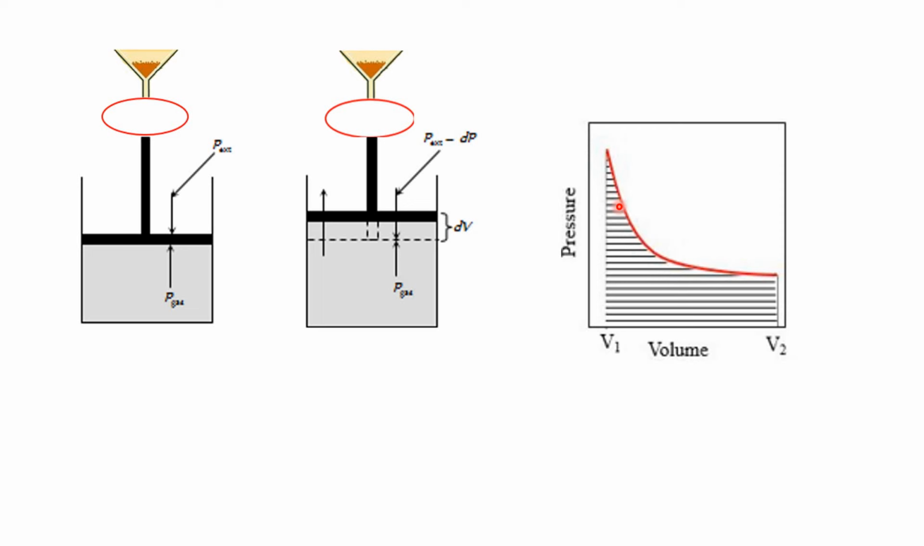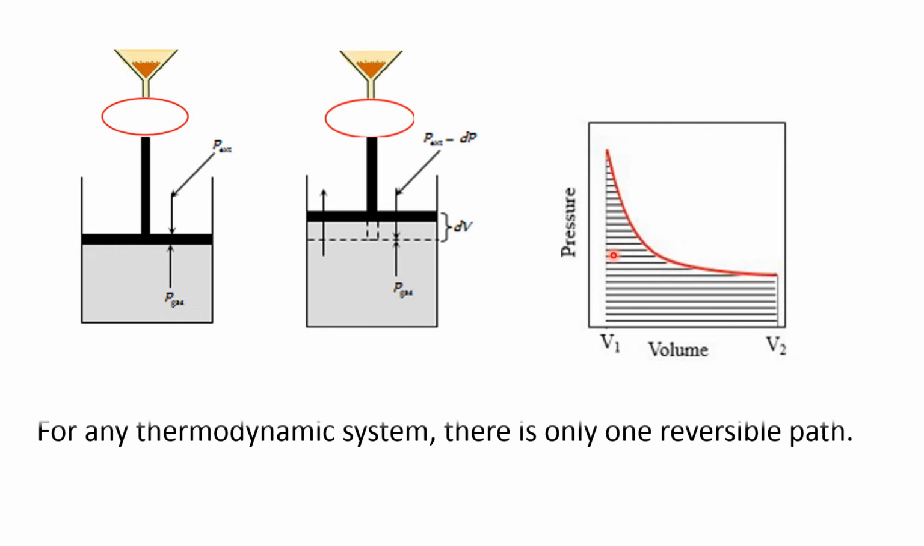And this equilibrium is maintained between any two consecutive steps. That means at all times equilibrium is maintained. Now another important thing is that for any thermodynamic system, there is only one reversible path. Only one. This is the path. Here it has gone from this state to this state. And then if it reverses back, it has to follow the same path. Okay. Only one reversible path.